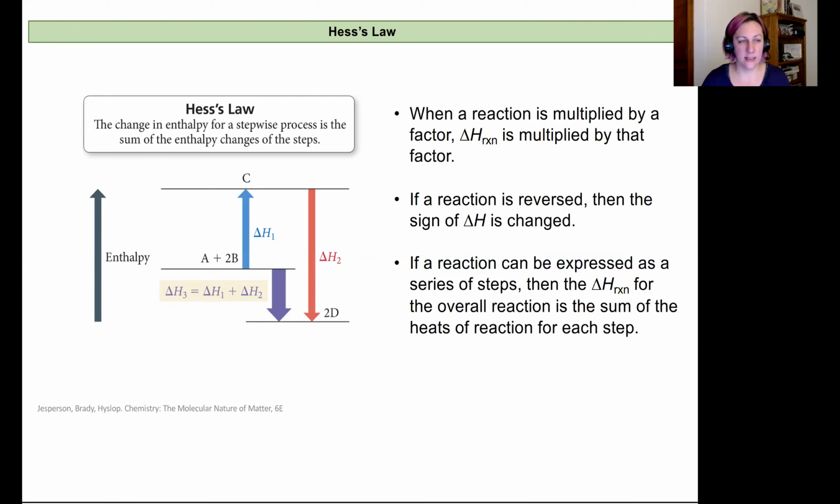Hess's law states that the change in enthalpy for a stepwise process is the sum of the enthalpy changes of each of the steps. So if I can take a chemical reaction and break it up into two smaller chemical reactions, two stepwise ones that would sum together to equal my overall reaction, then I can take the sum of the enthalpies of those two to find the enthalpy of the reaction I'm interested in.